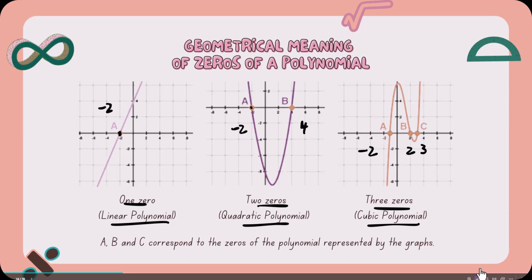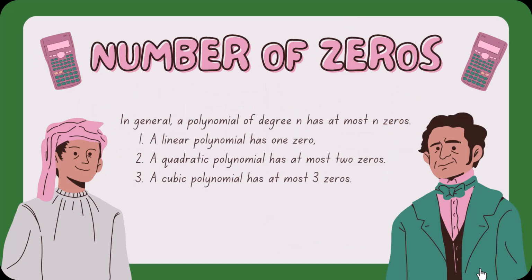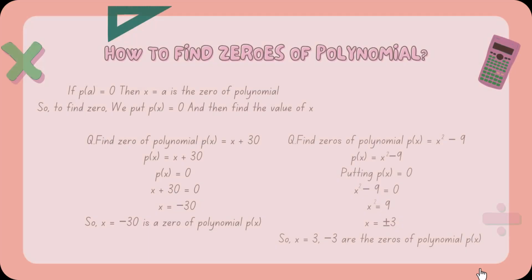So the maximum number of zeros is based on the degree. If the degree is n, that means the polynomial will have at most n zeros. So a linear polynomial has 1 zero, a quadratic polynomial has at most 2 zeros, a cubic polynomial has at most 3 zeros. If the degree is n, then at most n zeros. That is what you guys need to understand.